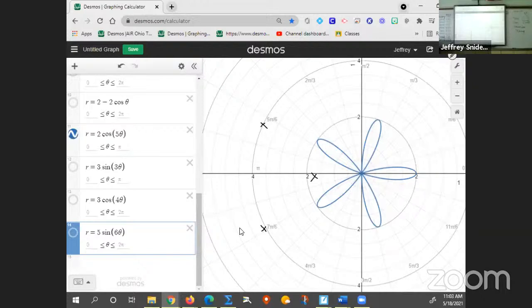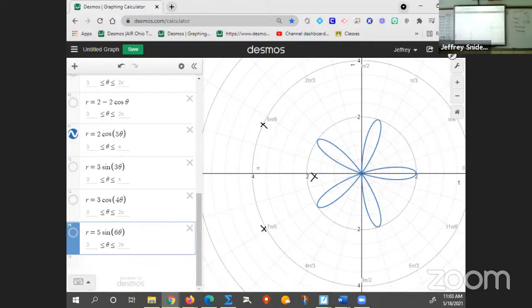Where's the symmetry at? Isn't it symmetric to the polar axis still? If you flip this down, it's going to fold right on top of itself. So it is symmetric to the polar axis, okay? So for that particular question, if it's r equals a cosine n theta and n is odd, it is symmetric to the polar axis.